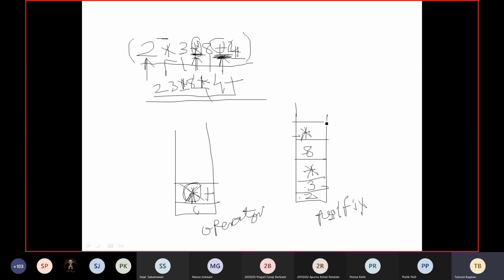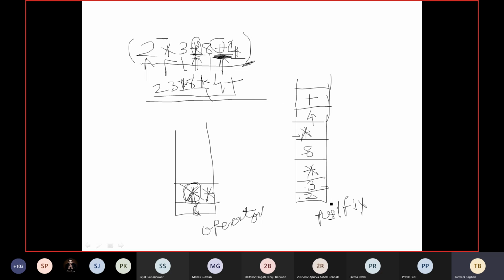So 4 is the operand. So 4 is pushed onto the postfix stack. Now after 4, what we read is the closing parenthesis. When we read the closing parenthesis, we remove all the operators from the operator stack, that is plus. Now plus is removed and pushed onto the postfix stack. Until you read the opening parenthesis, do these things.